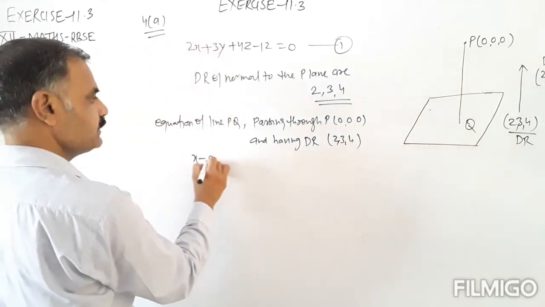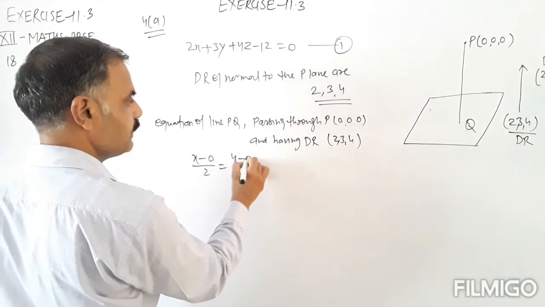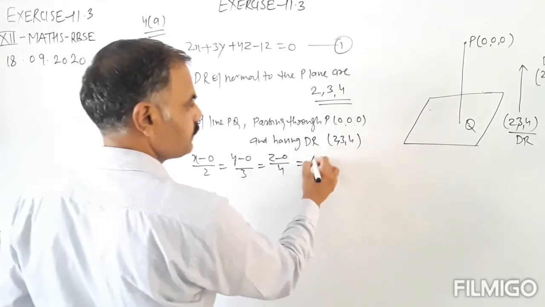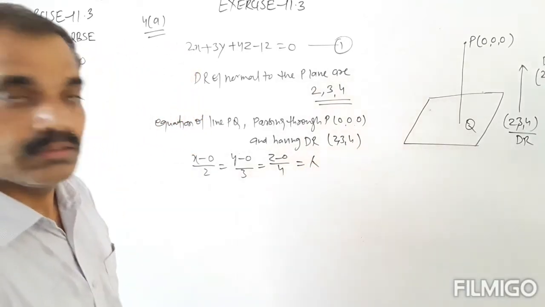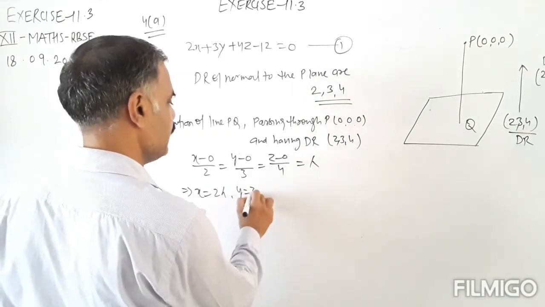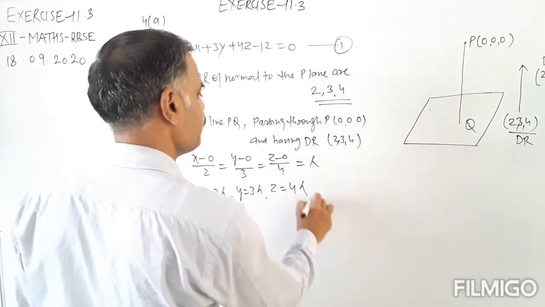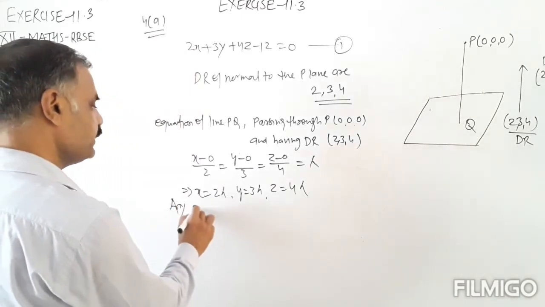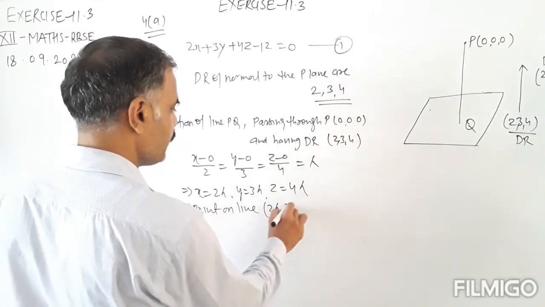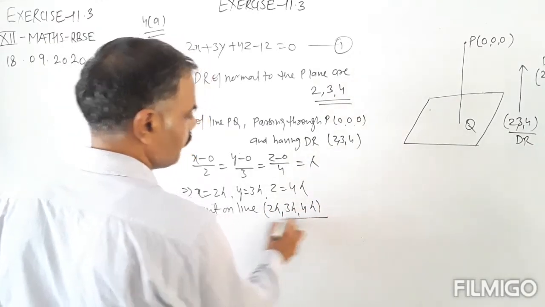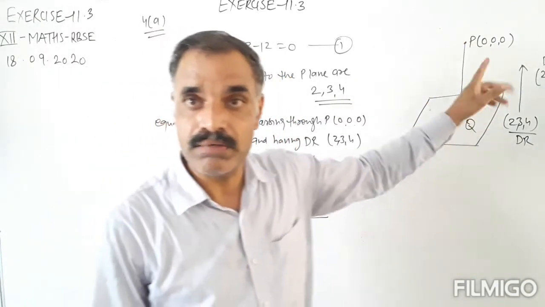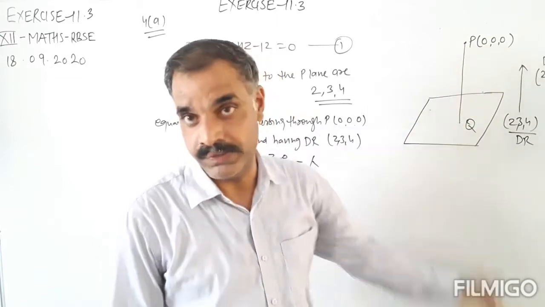Okay, so (x minus 0) upon 2 equals (y minus 0) upon 3 equals (z minus 0) upon 4 equals lambda. So x equals 2 lambda, y equals 3 lambda, z equals 4 lambda. Any point on the line is given by 2 lambda, 3 lambda and 4 lambda. This is the general point on this line PQ.